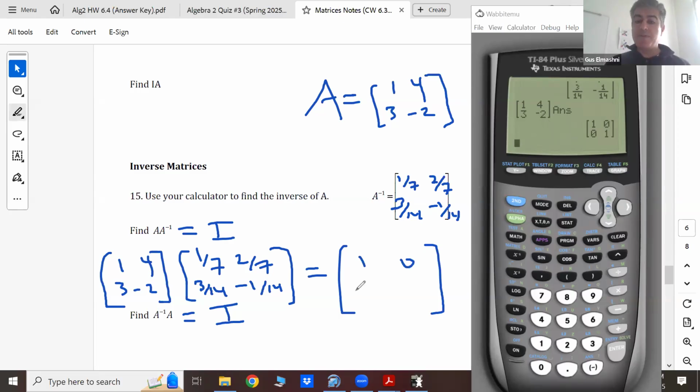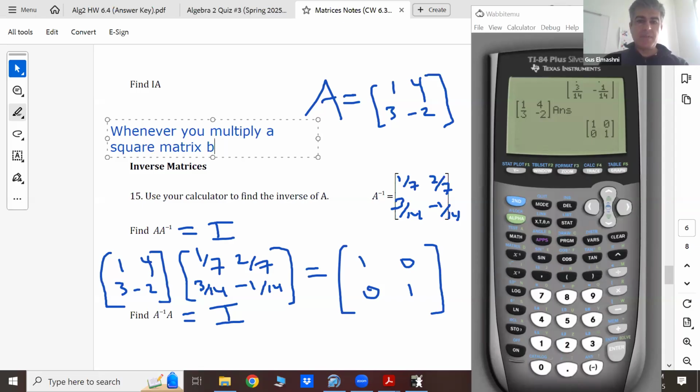This is very important for the next page, because this will explain why the calculator can solve these 3 by 3 equations for us. Whenever you multiply something by its inverse, you get the identity matrix. So you may want to write this down somewhere. Whenever you multiply a square matrix by its inverse, the output will be the identity matrix.